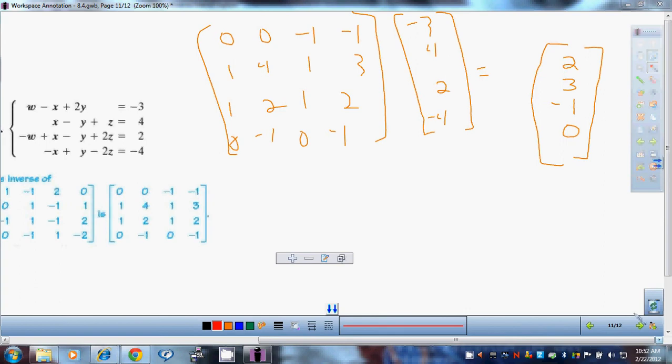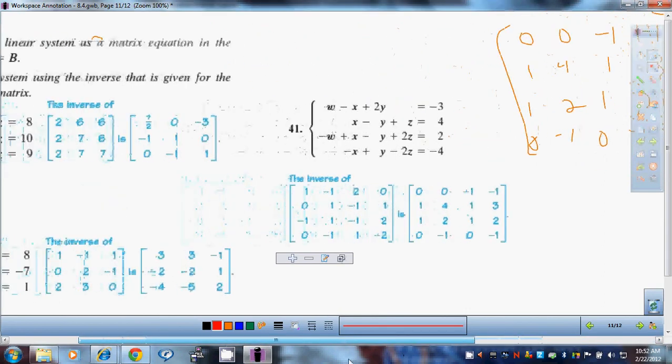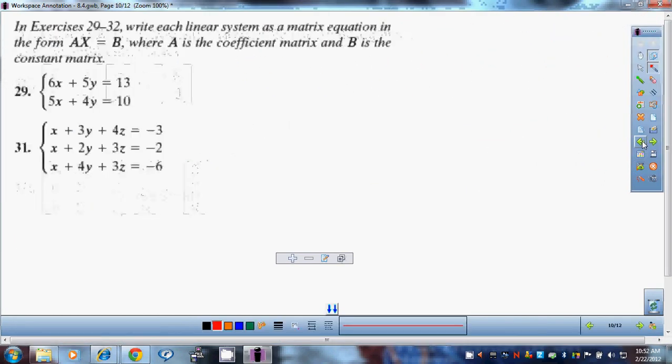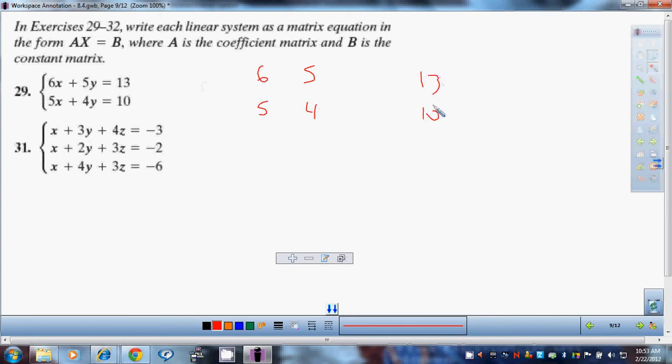All right. Only other thing you have to do today, and this is the easiest step of the day, right here. All they want you to do is show that you can extract a matrix from this. And here's how you'd write this system as a matrix. 6, 5, 5, 4, 13, 10. And write your variables out here as the side. This is a matrix equation. That is number 29 written as a matrix. That's all you have to do.